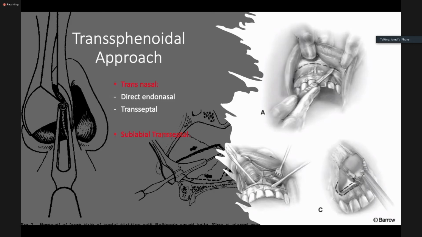The CSF will fill the sphenoid and then come anterior to the septum as if you're having a septal hematoma. And if you don't have a tear in the mucosa of the septum, probably the patient will not feel a CSF leak. So you have to open again, drain, and reconstruct.